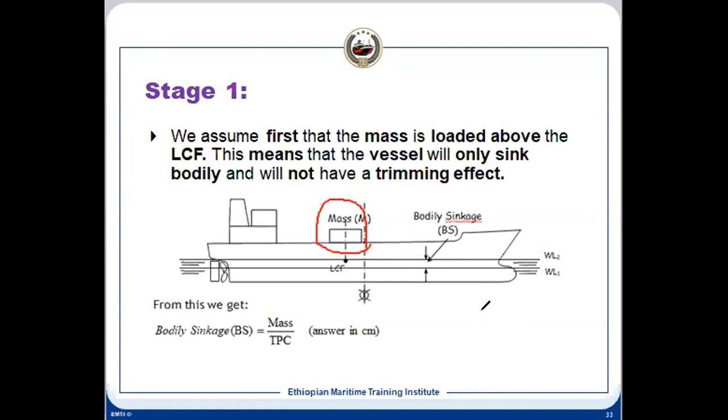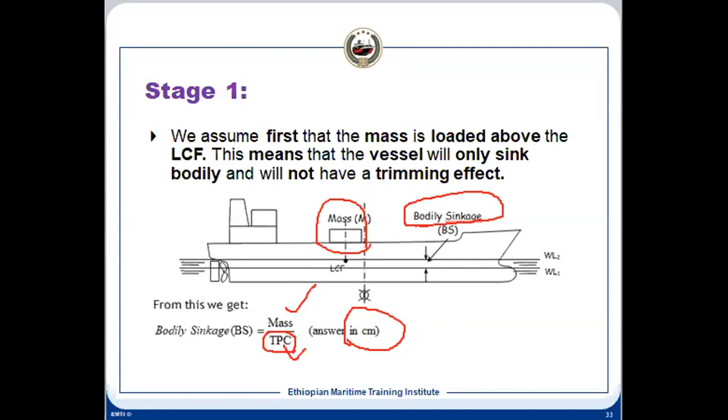How will we calculate it? If the mass is known to us and TPC is known to us, we can calculate how much bodily sinkage happened because of that. But it will be in centimeters. Don't make a mistake on this. It is always in centimeters, because this is tons per centimeter. So if this is known and this is known, we can calculate how much the bodily sinkage is. Now we know the bodily sinkage because we have put this mass on the LCF.